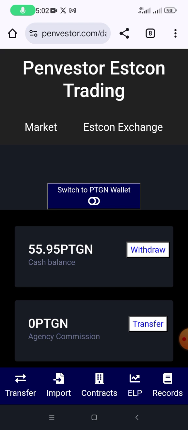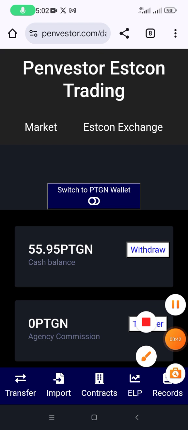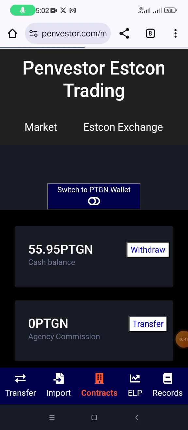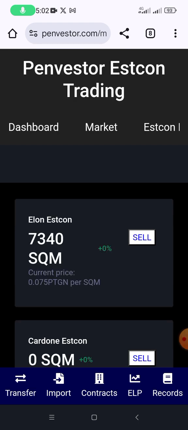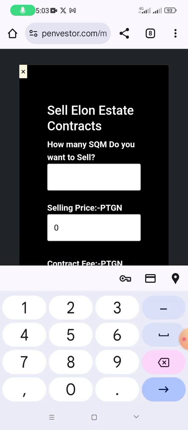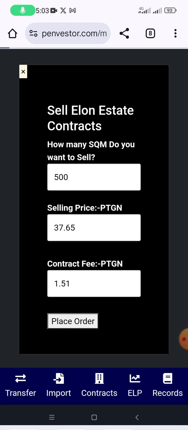Let me tell you what I'm talking about. For instance, if you want to buy, let me use the one I already have. Let me use this Elon ESTCON contract. I have this 7,340 square meters. I've done a video on this before. So I want to buy 500 Elon ESTCON. What it costs me is like 37.67 PTGN, and in Naira this is like 37,000. Now let me go to the ESTCON exchange. You will see what I'm talking about.